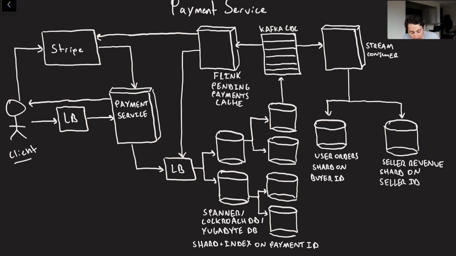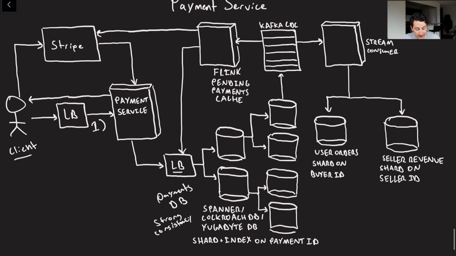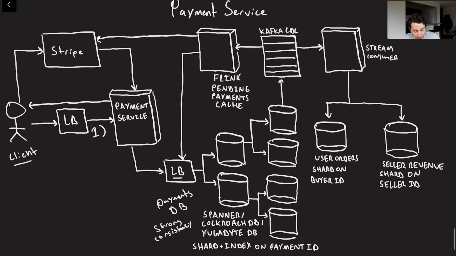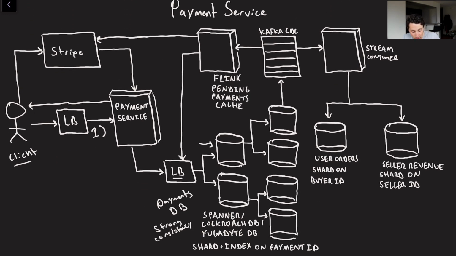As we mentioned, step 1 is that we have to ask our payment service for an idempotency key. The way that the payment service does that is it can hit our payments DB over here, which is strongly consistent. That can act as a key generation service. We use round robin to hit one of them, let's say this one in particular. And then we come back with our idempotency key.